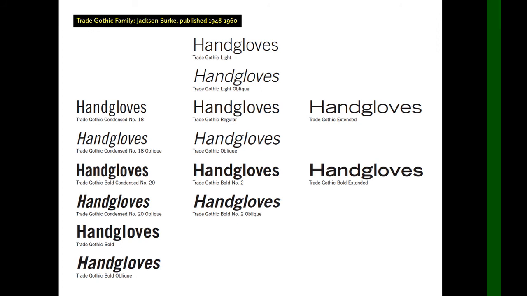It was published between 1948 and 1960, which is very unusual. Usually a typeface family is published all at once in 1 year. What happened here was Jackson Burke designed some typefaces in the regular width, published them in 1948. They became very popular. Designers really liked using Trade Gothic. As they became more popular, then he decided to release some narrower widths.